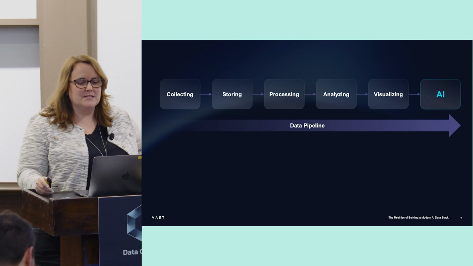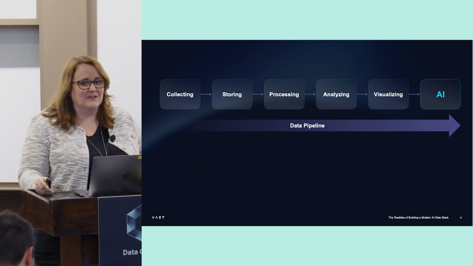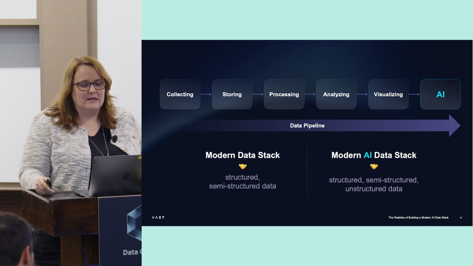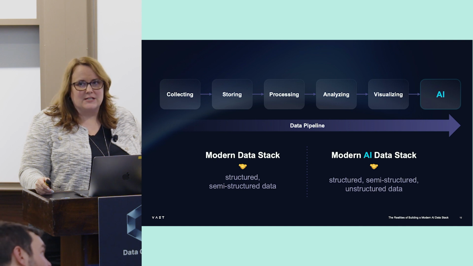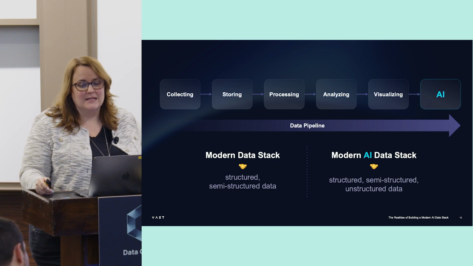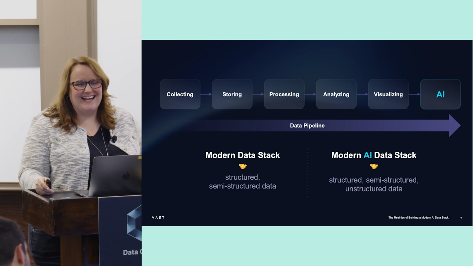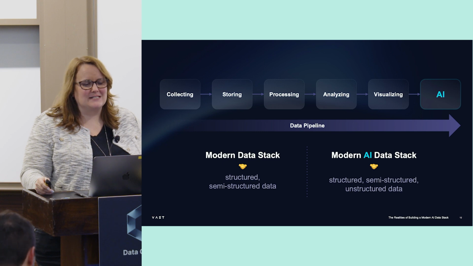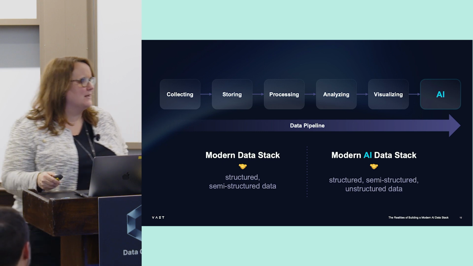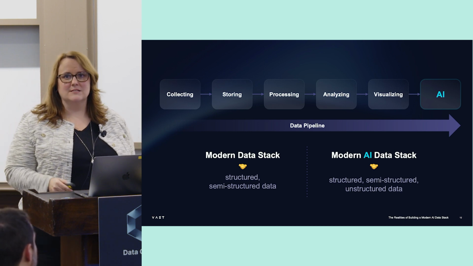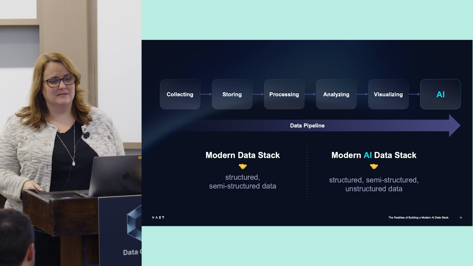So thus far, the modern data stack has focused almost entirely on structured data and really getting us to the point where visualization and analytics are something that we can get almost out of the box, right? And I think that's great, but I think the modern data stack has reached its limits. I'm not going to go so far as to say it's dead, because I think there are certain cases in which it makes a lot of sense, and I'll get into that in a bit. But the modern AI data stack needs to handle not just structured data, but structured, semi-structured, and unstructured data.